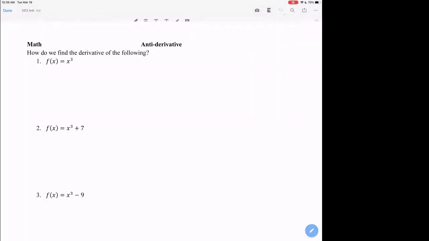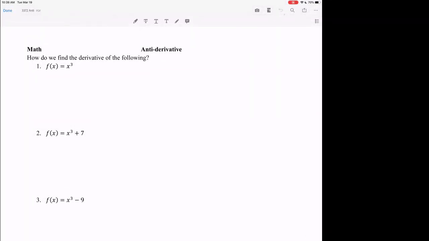Now we are going to do antiderivatives. So the way that I'm going to start this is I'm going to go back to what we know. How do you find the derivative of x cubed? The derivative of x cubed is 3x squared. So what is the derivative of x cubed plus 7?